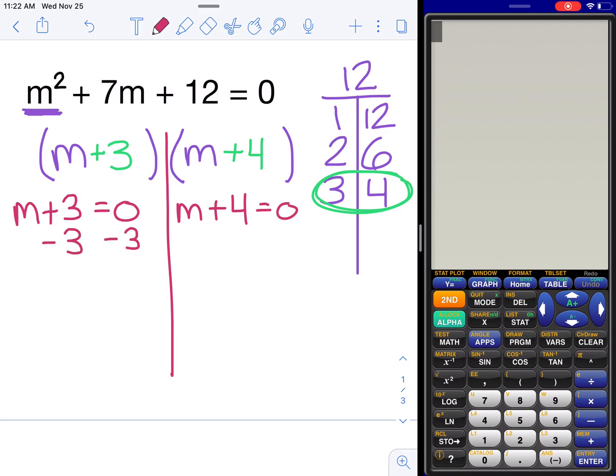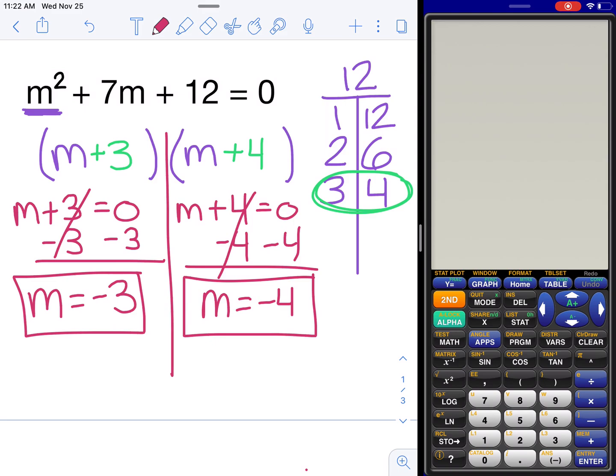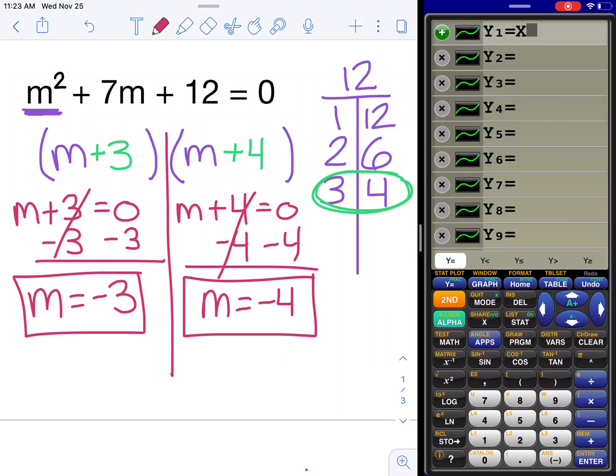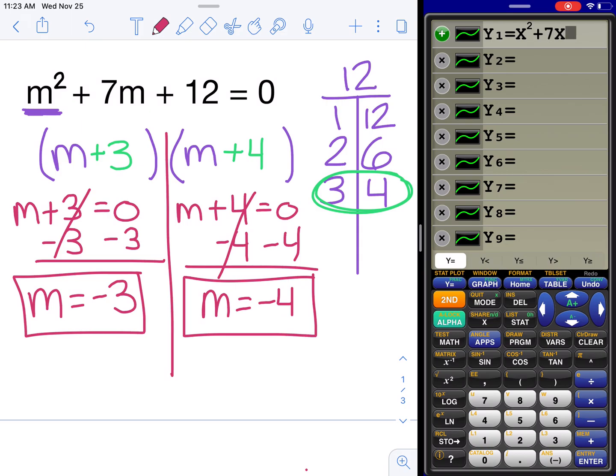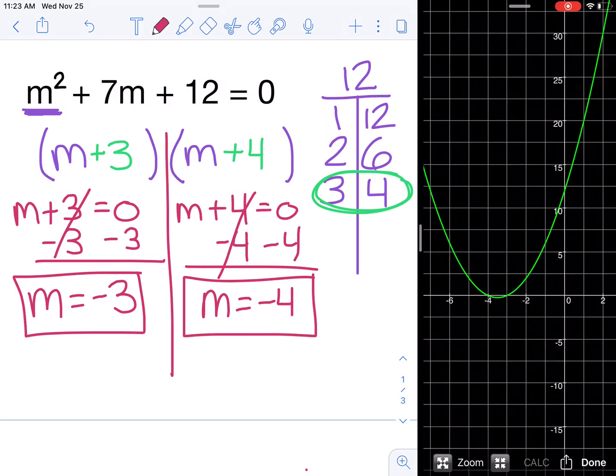I'm going to do some quick inverse operations to get an m of negative 3, or an m of negative 4. So this quadratic equation should have zeros, or x-intercepts, or roots, at negative 3 and negative 4. I'm going to do a quick check because I can. I have to use the variable x in this case because I'm on my calculator, but the letter doesn't matter. We know it means the same thing. And I'm going to move around on my graph until I can see that my quadratic equation is crossing the x-axis at negative 3 and at negative 4.